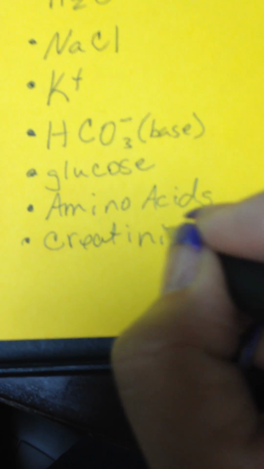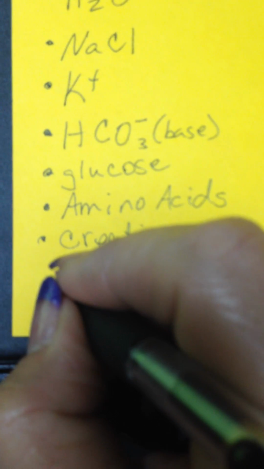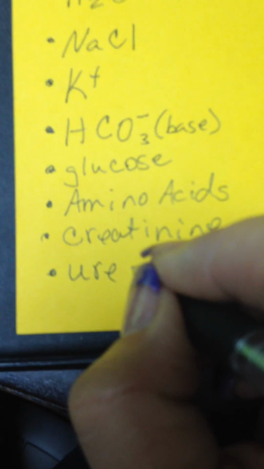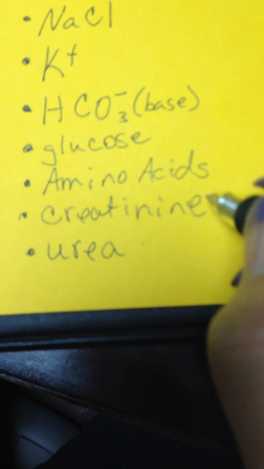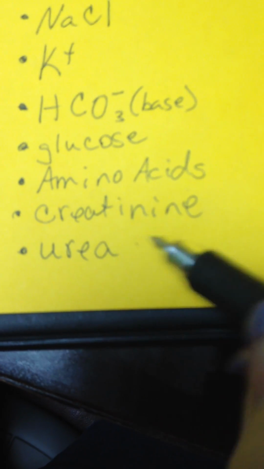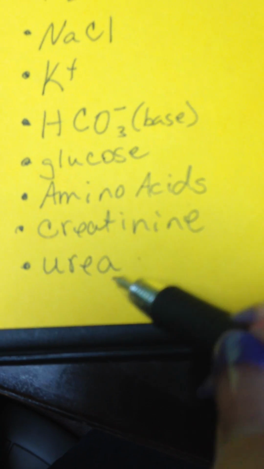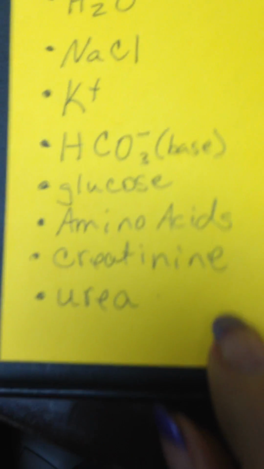Creatinine. And urea. Both of these are waste products that we really judge our kidney function on, these two. We'll talk about them in a little bit. One of them in particular.